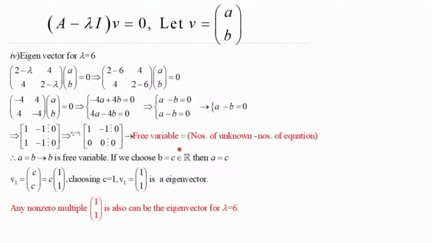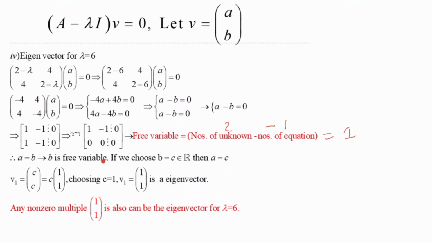That means we get a minus b equal to 0, a minus b equal to 0. Actually here we see two equations, but these two equations are the same. So we can say there is only one equation. That means we have two unknowns, a and b, but only one equation, so we have to choose a free variable. The number of free variables equals the number of unknowns minus the number of equations, so it will be 2 minus 1, which is 1. That means we have one free variable. So we choose that free variable to be b. From this equation we can say that a equals b.